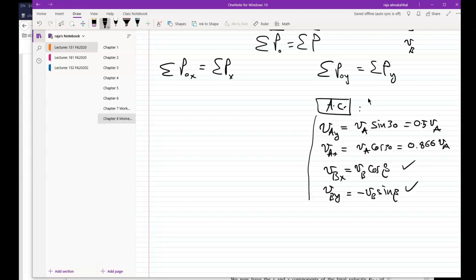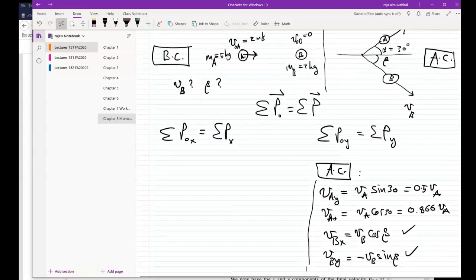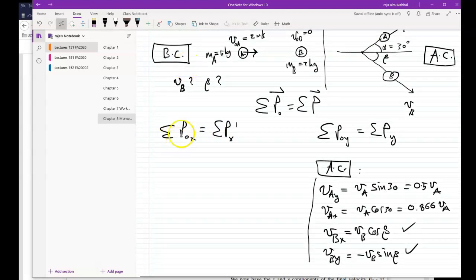Now let me go and apply conservation of momentum. Sigma P naught X equals sigma PX after collision. Sigma P naught Y before equals sigma PY after. Got it? Let's do it one by one. So let's start with this one, while looking at the picture.